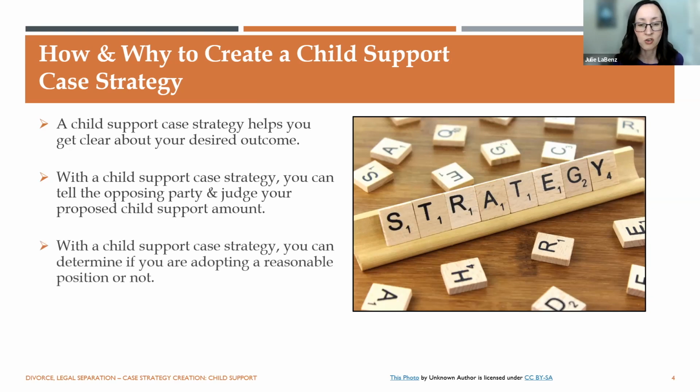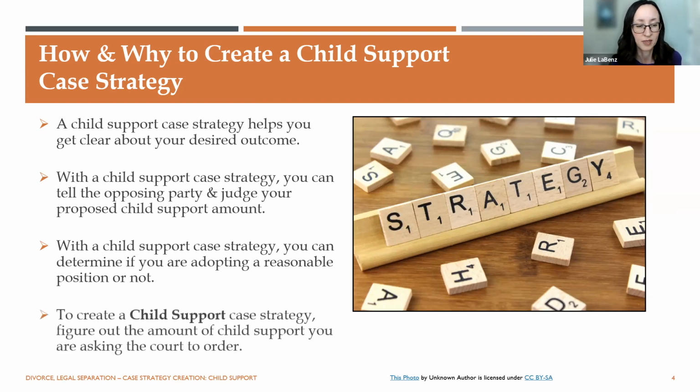With a child support case strategy, you can determine if you're adopting a reasonable position or not. So, if you don't have a calculation run, you may be saying, oh, I want $800 a month in child support, and maybe all you're entitled to is 100. And of course, 800 would be unreasonable. So once you can get into the calculator and start running some calculations, you can get an idea of what a reasonable amount is in your case.